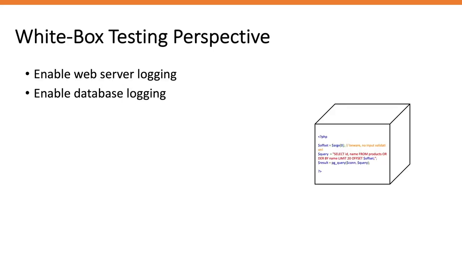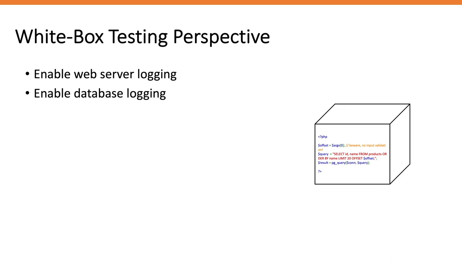Okay, next is white box testing perspective, where you're given the source code of the application. In this case, the first thing that I do is enable web server logging and database logging. Enabling logging at the web server level will help because when you're fuzzing the application, like we did with black box perspective, it will generate errors on all the different invalid characters that you input into the application.